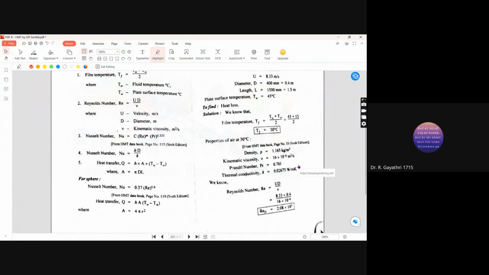To find the other unknowns, Reynolds number value is UD by mu. Diameter is 0.4 meter. U value, fluid velocity, is 8.33. Kinematic viscosity value is obtained from the data book at film temperature of 30 degrees centigrade. So our value is 2.08 into 10 power 5.